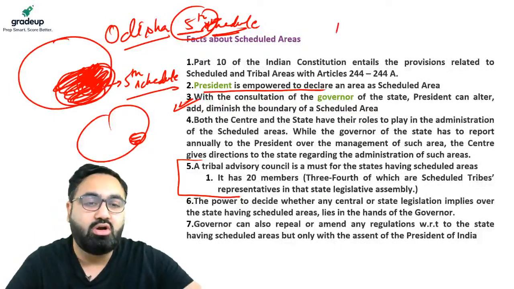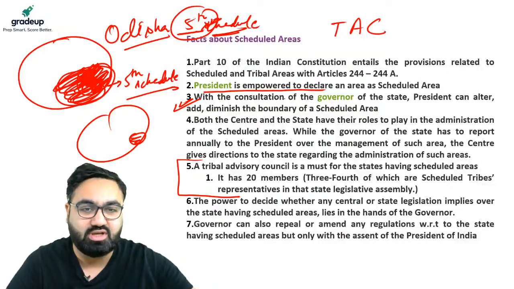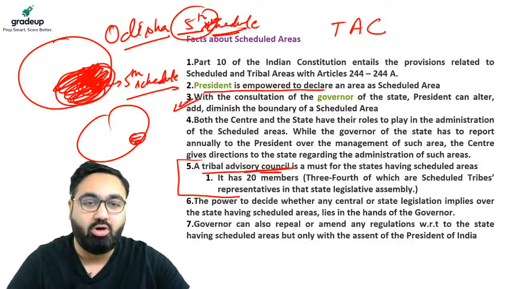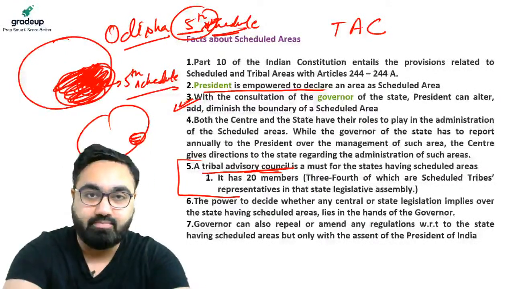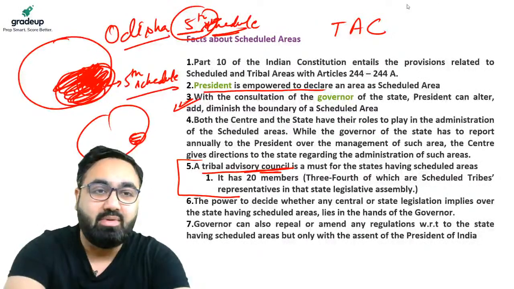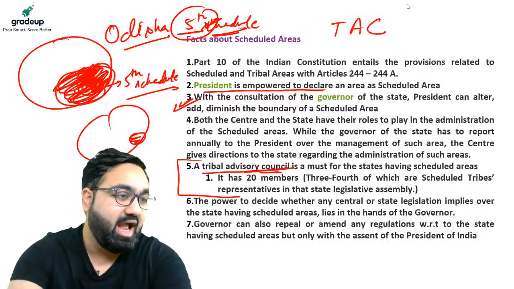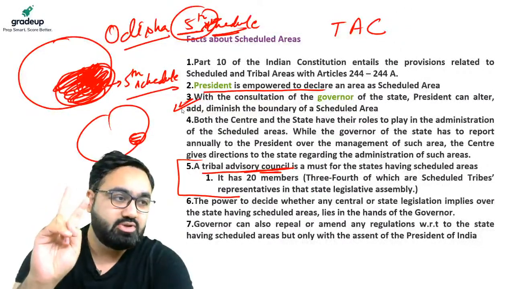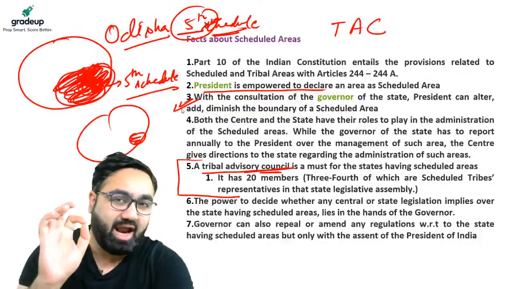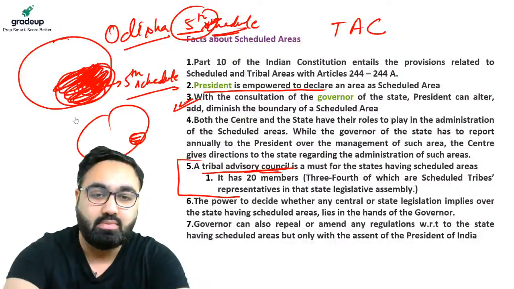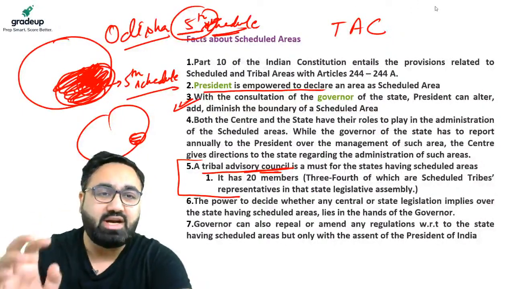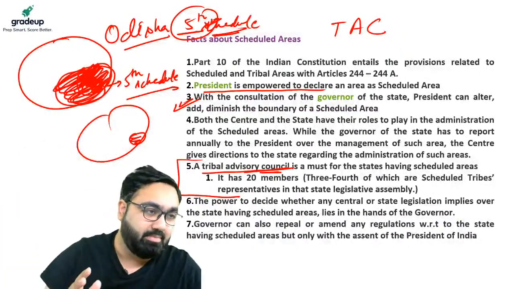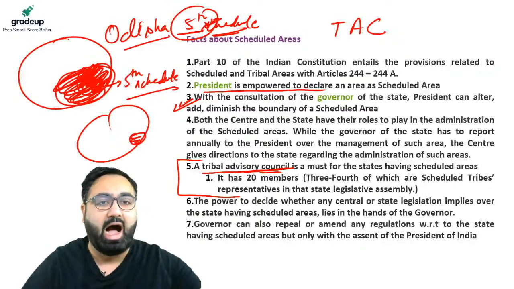That body is called Tribe Advisory Council or Tribal Advisory Council. This is a body which has to be formed in this particular area. Now, this body will be formed in these states, and each of these bodies has 20 members. So there are 20 members in Tribal Advisory Council.